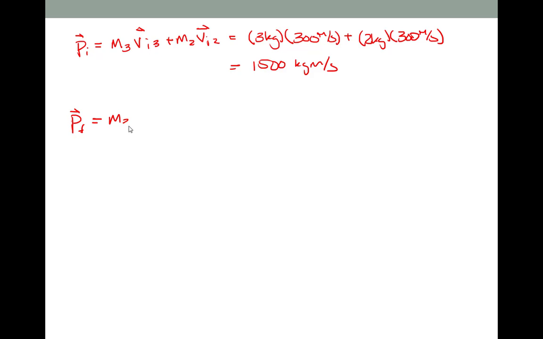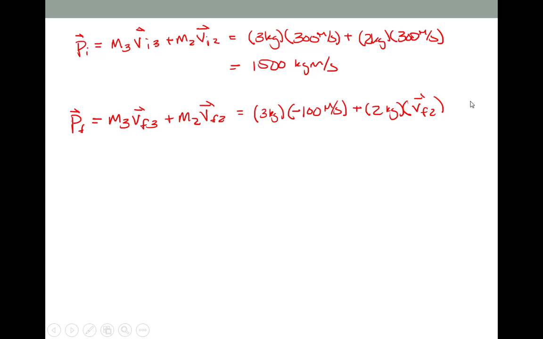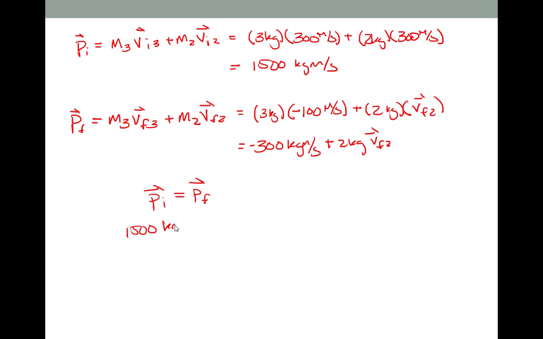Final momentum is the mass of the 3 kilogram part times V final 3 plus the mass of the 2 kilogram part times V final 2, which is 3 kilograms times negative 100 meters per second plus 2 kilograms times the unknown final velocity of that portion, which equals negative 300 kilogram meters per second plus 2 kilograms times V final 2. I can equate the initial momentum to the final momentum. So 1,500 kilogram meters per second has to equal negative 300 kilogram meters per second plus 2 kilograms times V final 2.